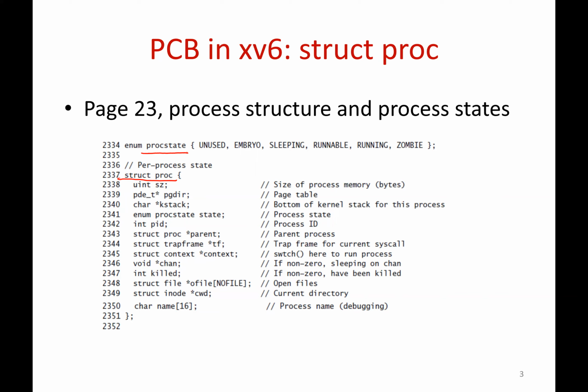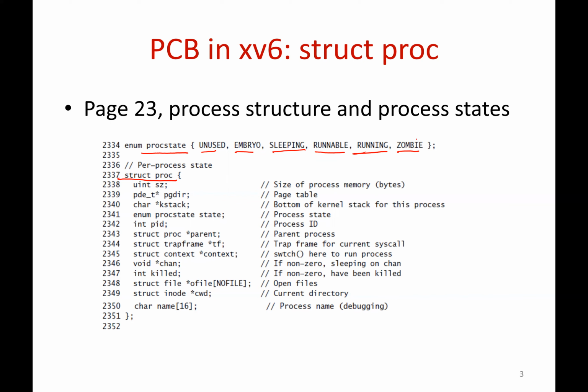A process can exist in multiple states, right? A PCB can be in multiple states. It can be an unused PCB. It can be an embryo, that is a process just being created. It can be a sleeping or blocked process. It can be a runnable or ready process that is ready to run but is not yet running on the CPU. Then finally, one process on a CPU core will be in the running state, that which is currently executing on the CPU. And a terminated process will be in the zombie state.